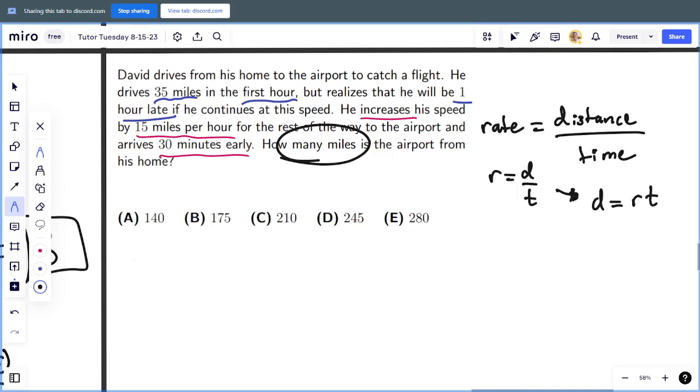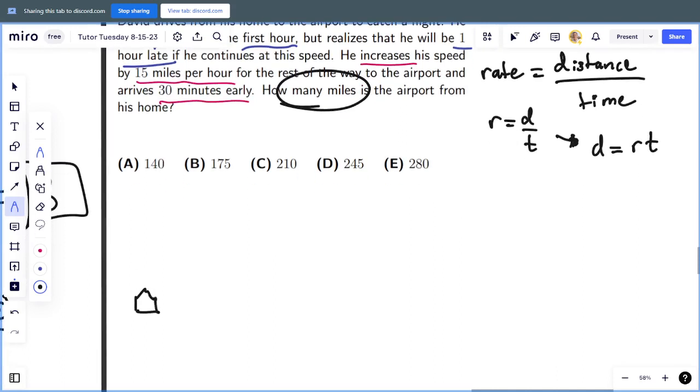So I can write two equations here. What I would do is write a distance equation considering his initial drive. He was traveling a distance D. We don't know what distance. So let me draw it out here actually to make it a little bit more clear. He's driving from his home to the airport. I hope you can tell that that's an airplane.